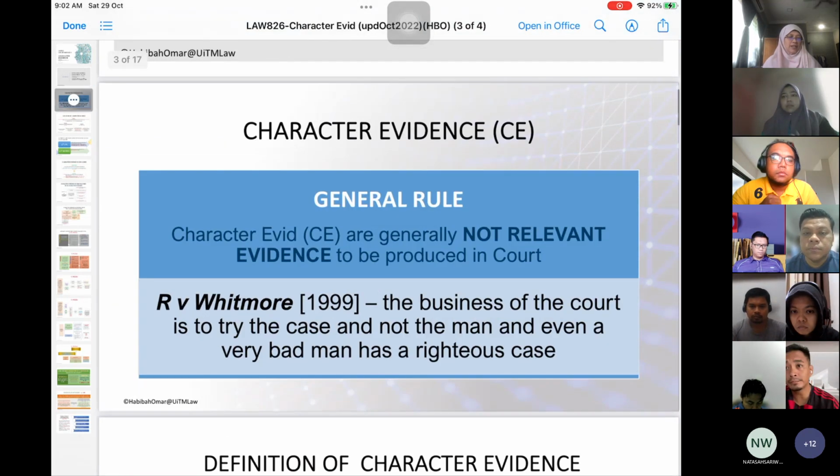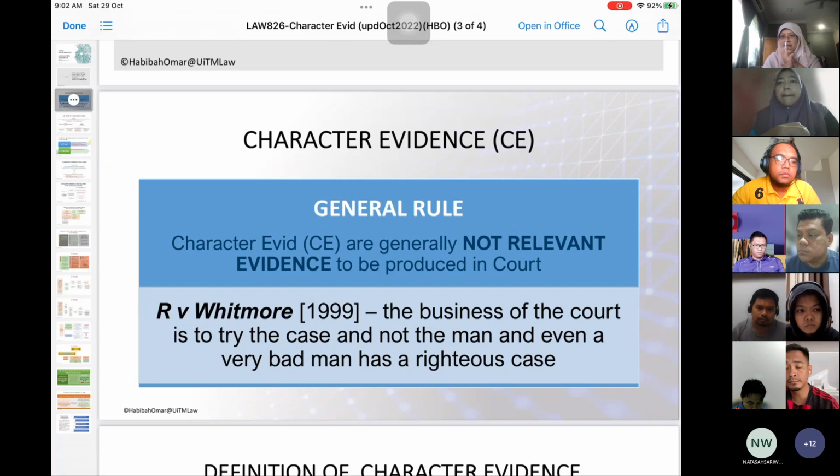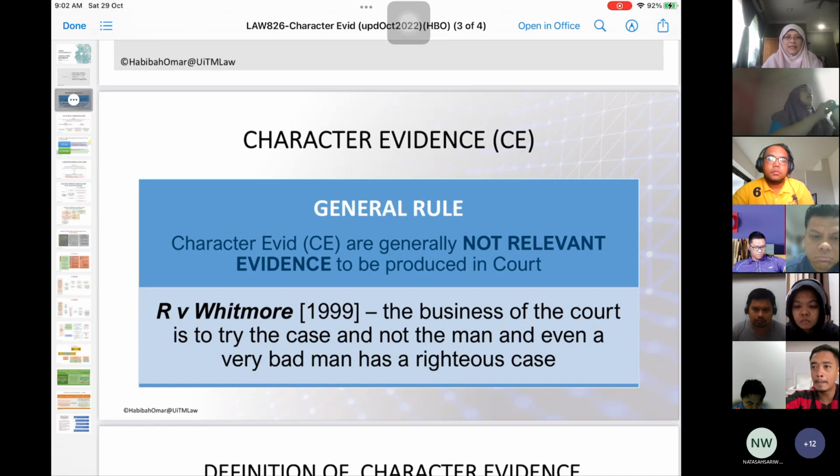Now, what do you understand by character? Yang korang faham pasal character apa? Yeah. Now, when we talk about character, tu bahasa Melayu apa? Perwatakan. Okay. Maknanya keterangan watak. Ya, watak. So, apa yang dimasukkan dengan character evidence?